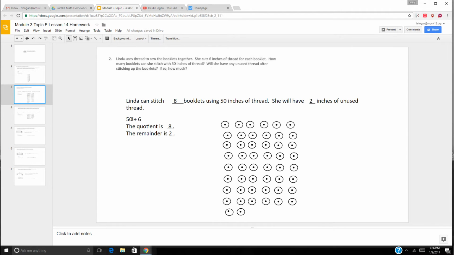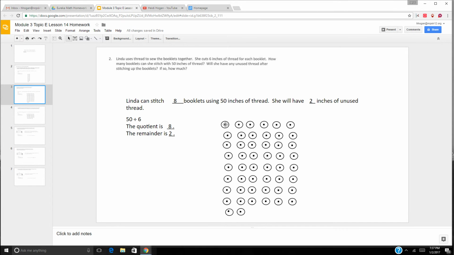So it's really 50 divided by 6. So we have groups of 6. So 6, 12, 18, 24, 30, 36, 42, 48, 49, 50. So she can make 1, 2, 3, 4, 5, 6, 7, 8 books, but she'll have 2 inches left over. So the quotient, the answer to our division problem, 50 divided by 6 is 8, with a remainder of 2. So Linda can stitch 8 booklets using 50 inches of thread. She will have 2 inches of unused thread.